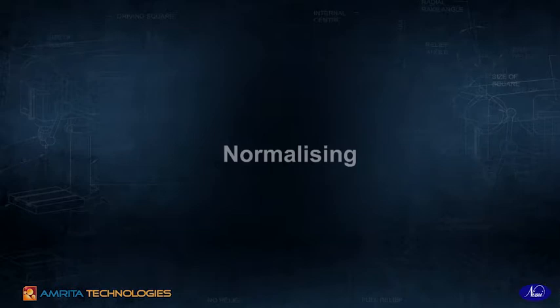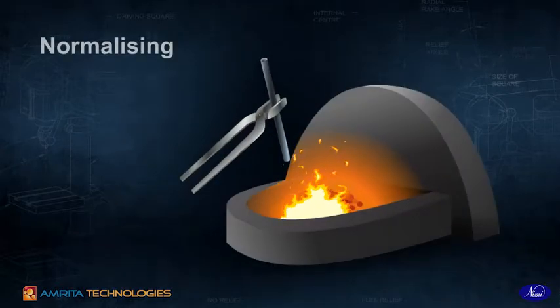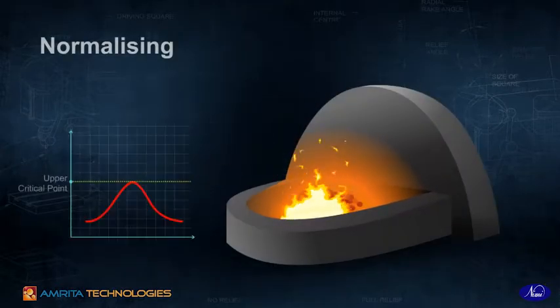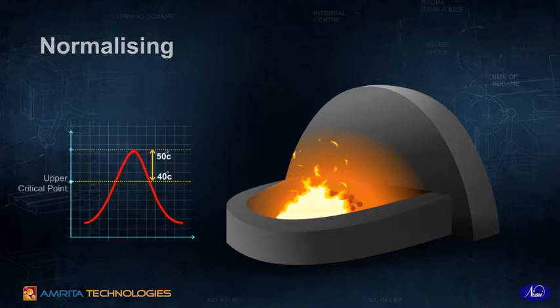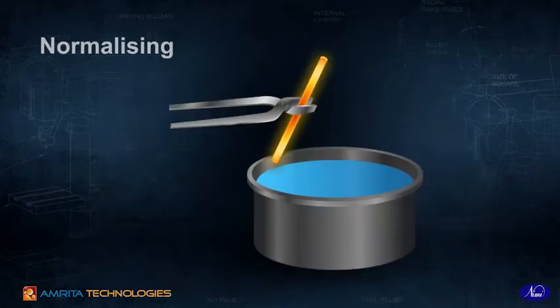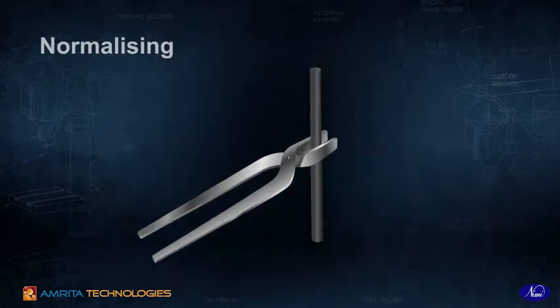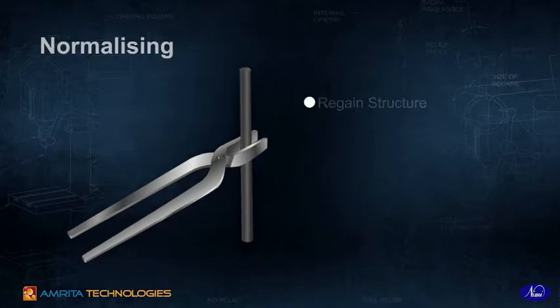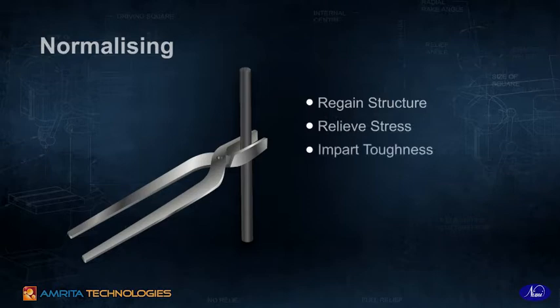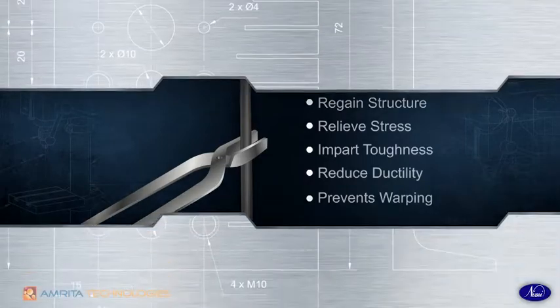Normalising. During normalisation, the metal is heated to a temperature 40 degrees to 50 degrees Celsius above the upper critical point and soaked at that temperature. It is then cooled in free air at room temperature. This process is used to regain structure, relieve stresses, impart toughness, reduce ductility, and prevent warping.